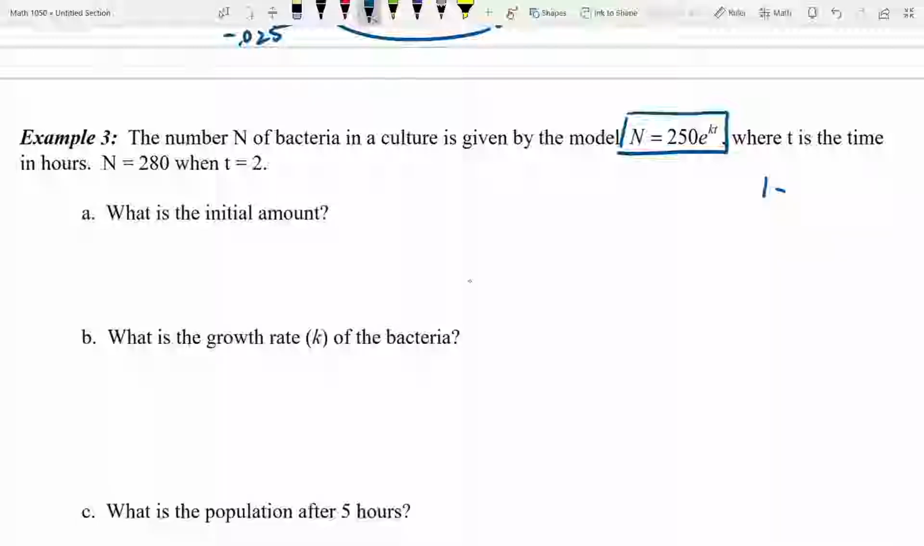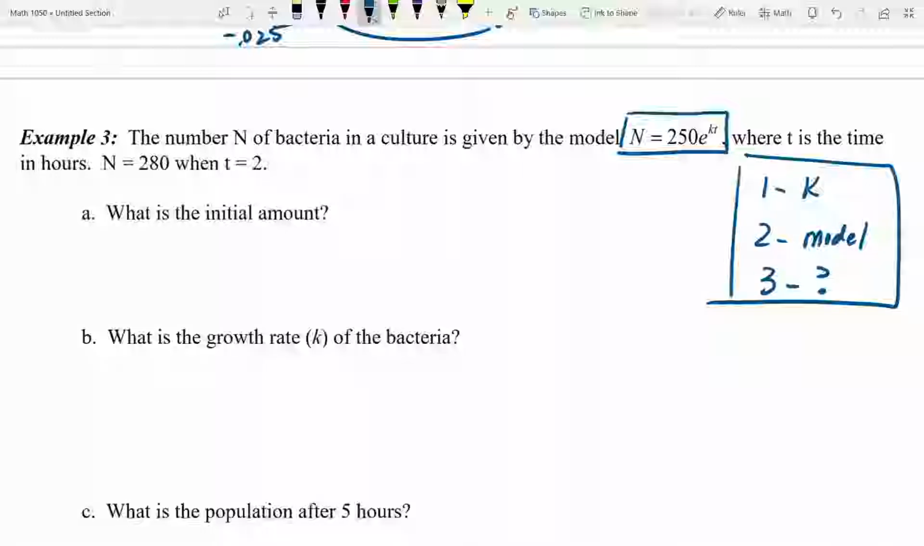So step number 1 is to find your K. Step number 2 is to find the model, being the full equation. Step number 3 is to answer your question. These are the 3 steps that we're going to follow for the rest of this lesson. Because guess what, you guys? They're not going to give us an equation anymore. So it's easy when they give it to us. You just pop it in and go, right? Now we have to come up with the equation. Okay, here we go. What is the initial amount? It's right there.